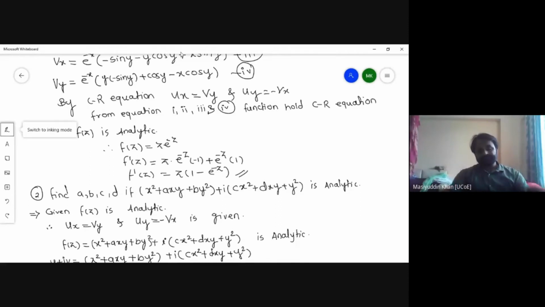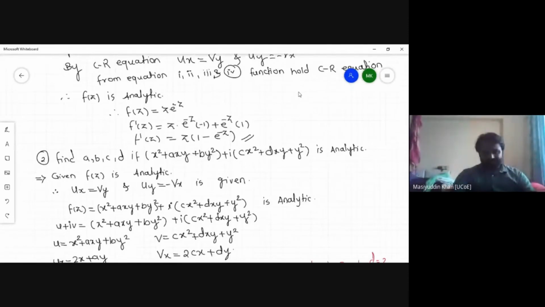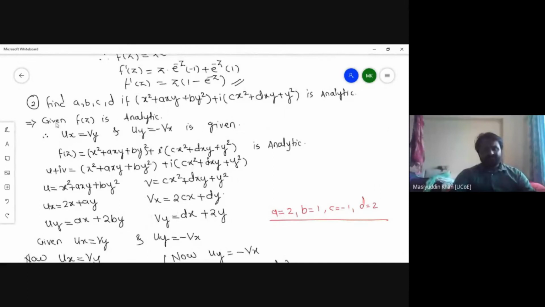The question is given that f is analytic, and we have to calculate a, b, c, d. Again here it is clearly mentioned the function is analytic. Whenever in a question it is given that it is an analytic function, it means you have the Cauchy-Riemann equations. You have to keep this in mind throughout the chapter. If a function is given as analytic, it means the CR equations hold.